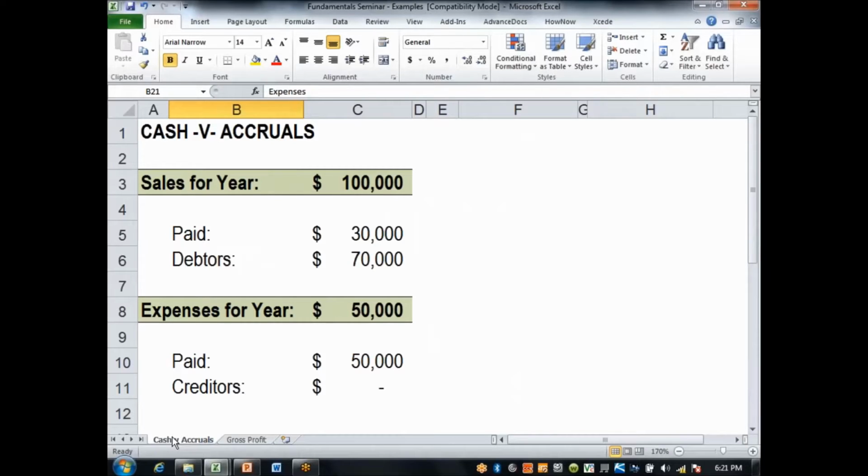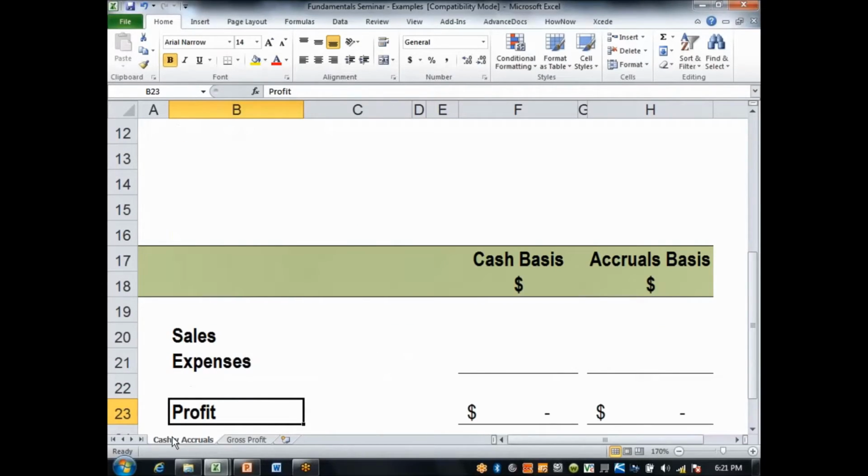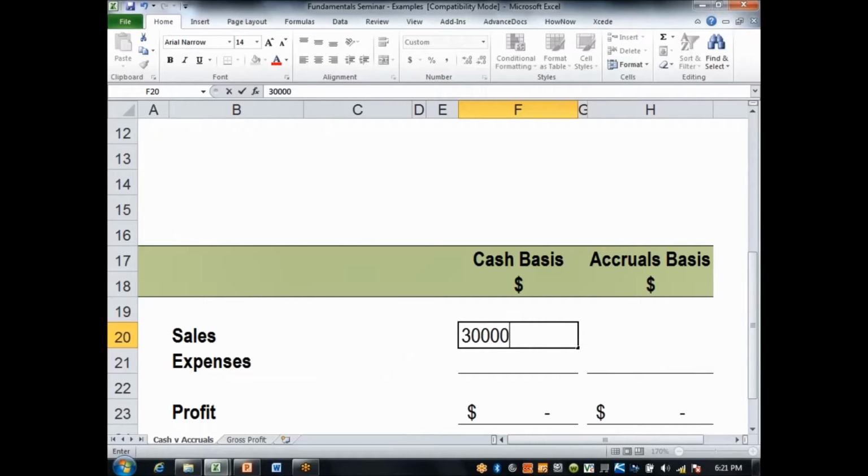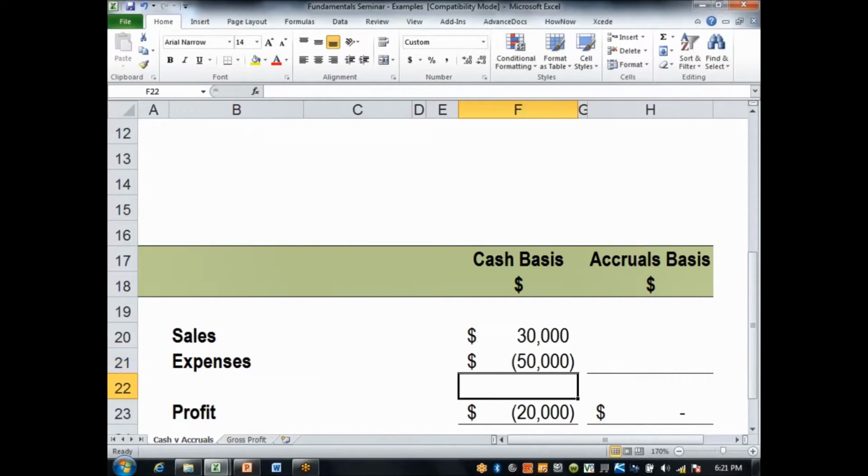Just as an example, a very simple example. A business has sales of $100,000 in a year. The customers have paid $30,000 of it, and they've still got debtors of $70,000, so still $70,000 to collect. Expenses for the year of $50,000, and we've actually paid all of those out. We've got no creditors. So under a cash basis of accounting, how much did we receive? $30,000. How much did we pay out? $50,000. So we've got a loss reported of $20,000.